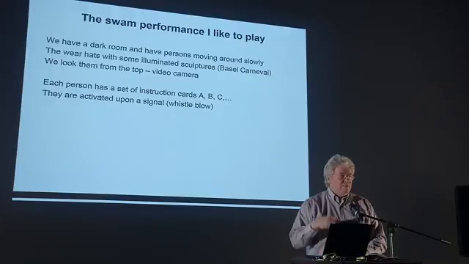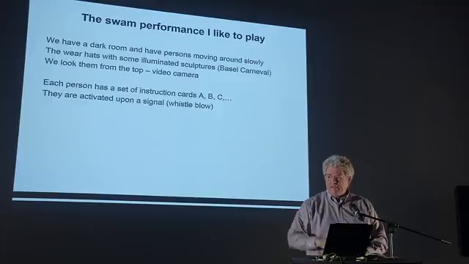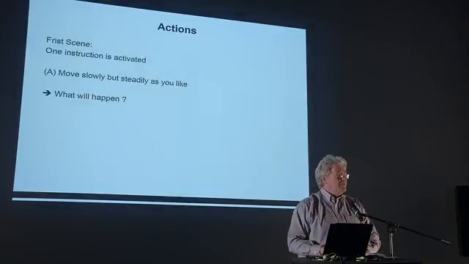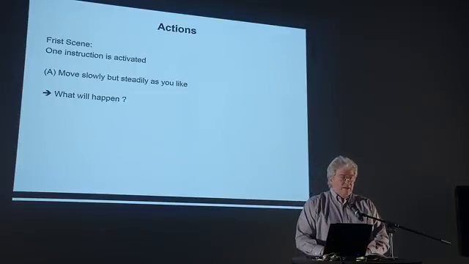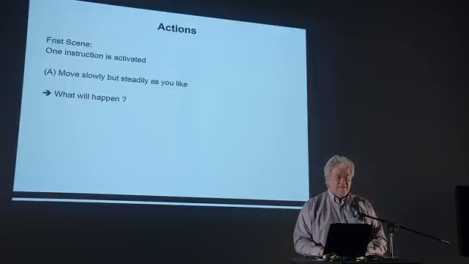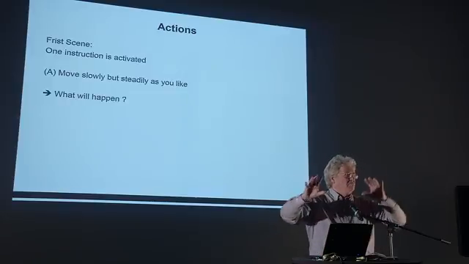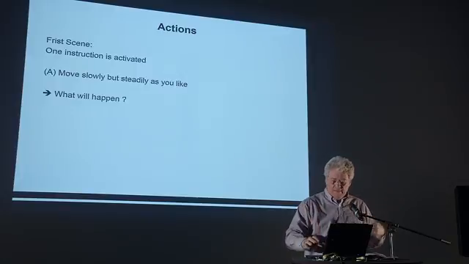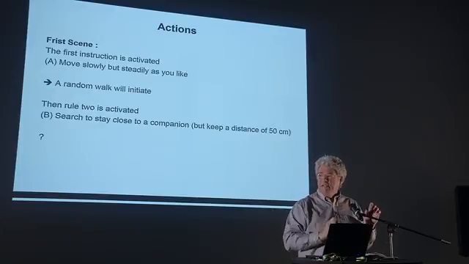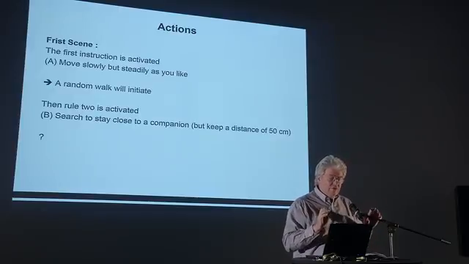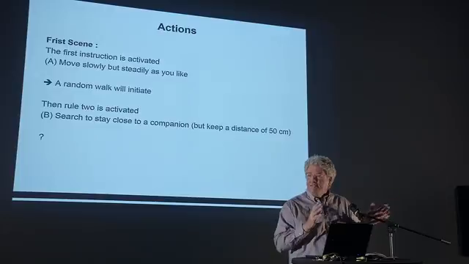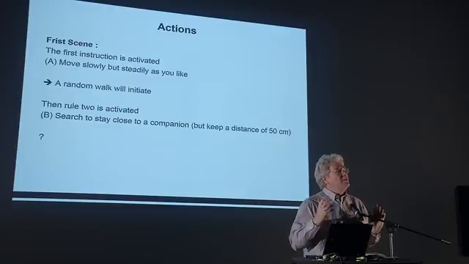Now each person will be given a set of instruction cards, which are pulled out one after another, let's say, upon a whistle blow. The first simple scene would be people are in the room, and then the first instruction comes, and this is only card A, and says, move slowly but steadily as you like. What is going to happen? Well, a random walk. Then you can start to activate card B. Card B would simply say, search to stay close to a companion, but let's say not too close, not heart to heart, but at a decent distance. What would you expect to happen?